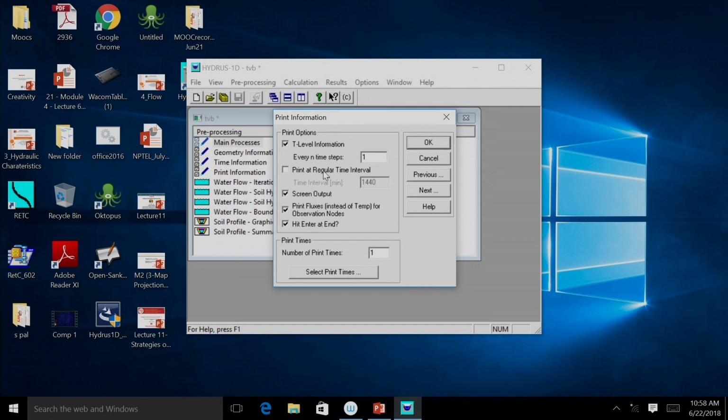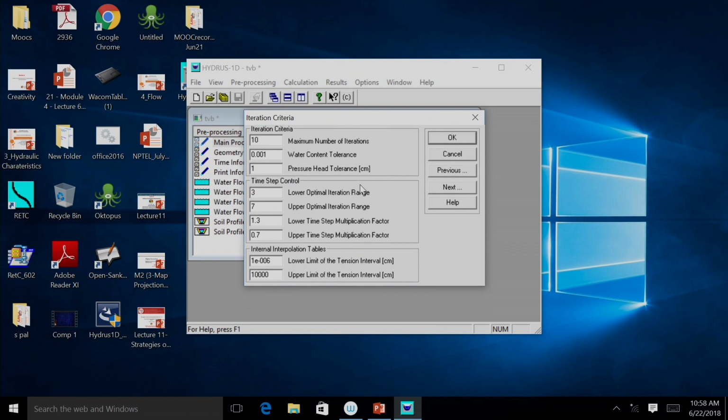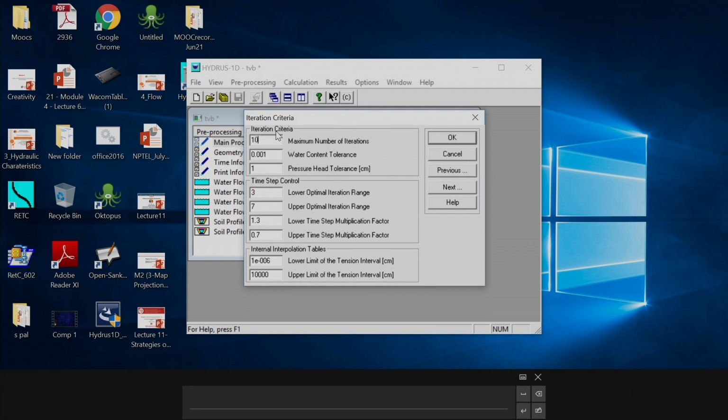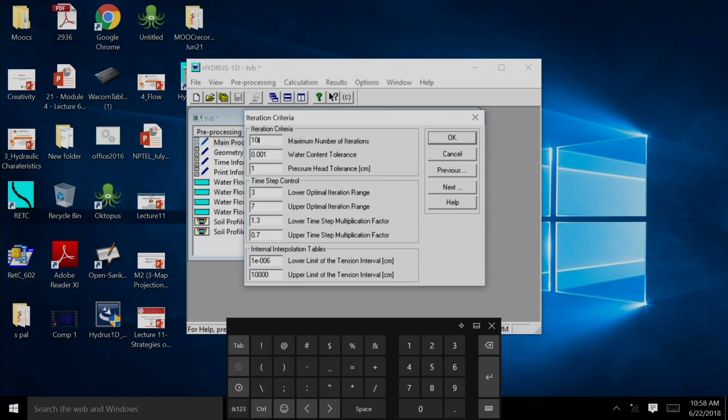For every time step it gives the output, with print options and print regularly. You can play with these available options. You can select the maximum number of iterations, maybe 100, and there are tolerances, etc.